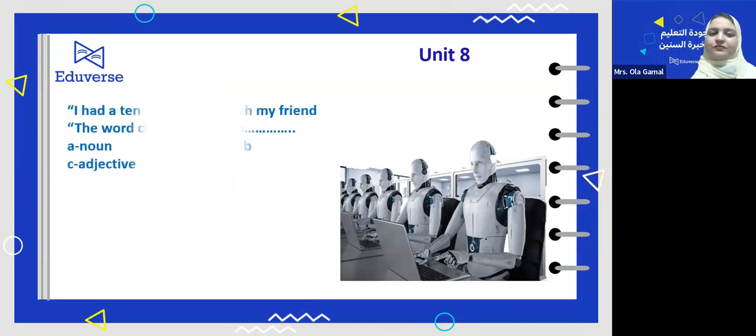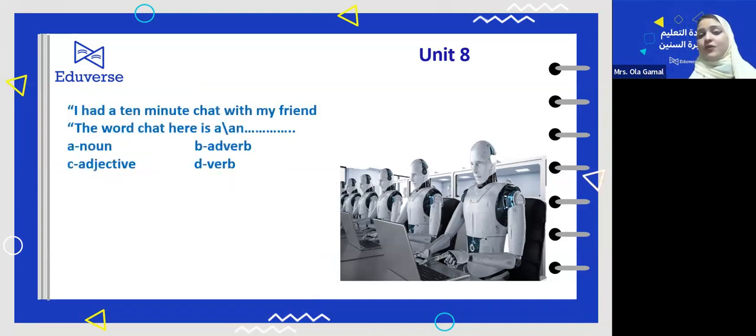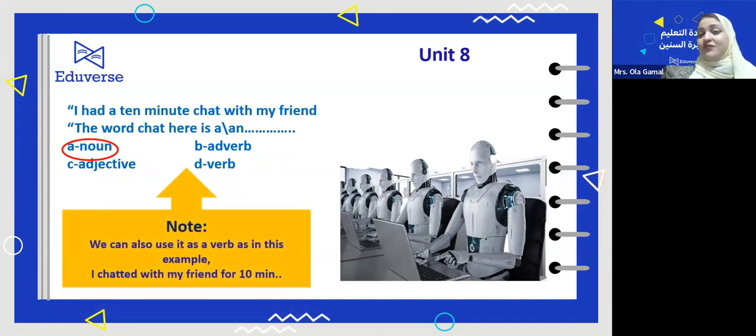Yes, of course. I had a 10-minute chat with my friend. What is the part of speech of the word chat in the sentence? Yes, it's of course a noun. Write this in your notebook, don't forget. We can use the word chat as a verb also, not only as a noun. You can use it as a verb, like in this example, I chatted with my friend for 10 minutes. So we can use it as a noun and as a verb as well.